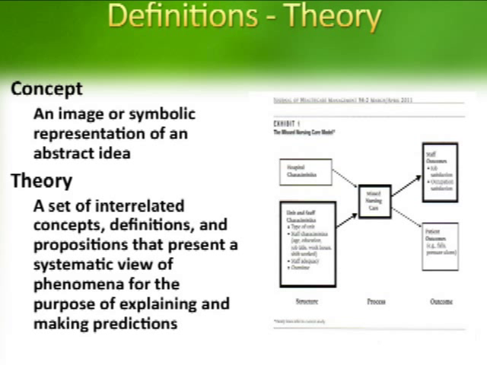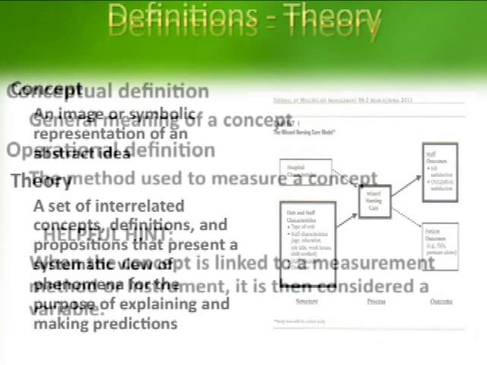A theory, on the other hand, is a set of interrelated concepts, their definitions and propositions, which are how they link together, that provide a systematic review of the phenomena, which in this case is missed nursing care, for the purpose of explaining and making predictions, such as a researcher may say that increased missed nursing care results in bad patient outcomes as evidenced by falls.